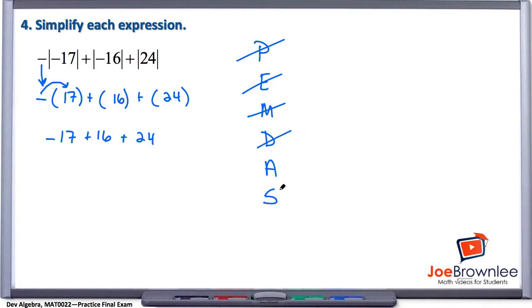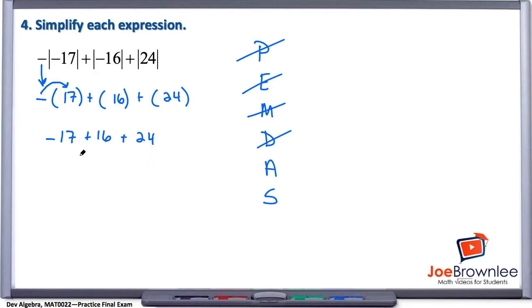I don't see any division here, so we'll go ahead and cross out that D. Last, we have addition and subtraction, and we know that we do addition and subtraction from left to right. So we start at the far left, and as we work our way from left to right, whichever operation we come into contact with first is what we do first when we're dealing with addition and subtraction.